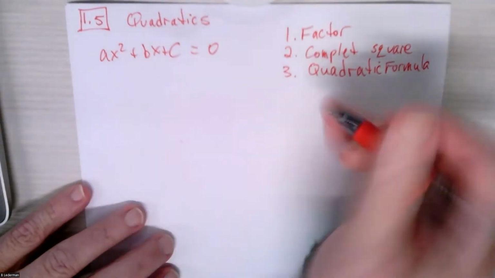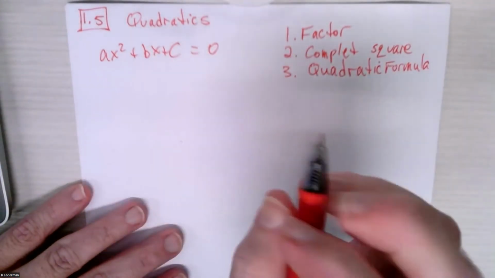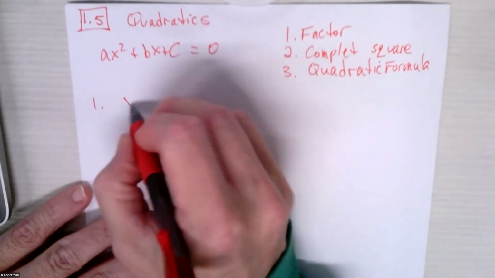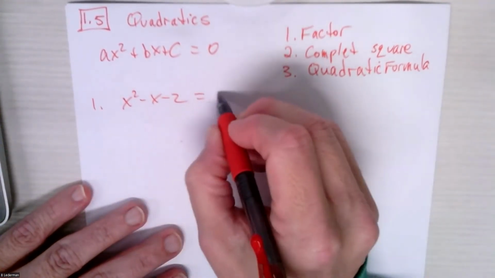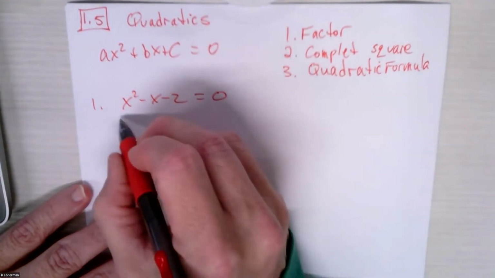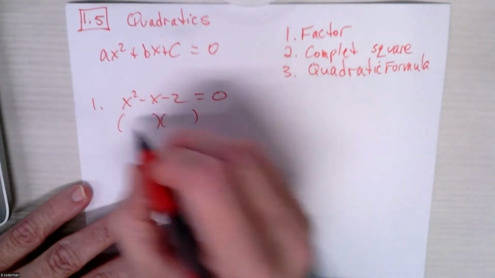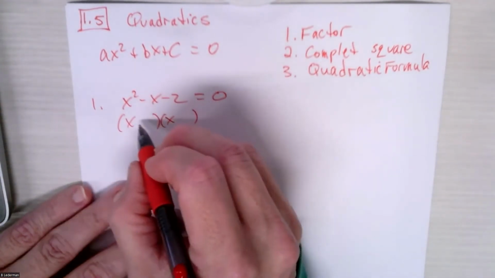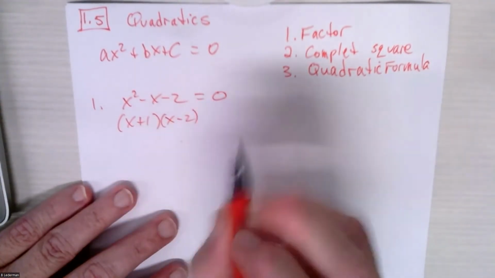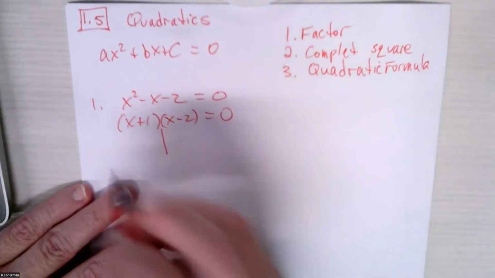Anyway, factoring a quadratic. Let's say we have x squared minus x minus 2 equals 0. So if this factors, we want two numbers that multiply to -2, add up to -1, and that would be +1 and -2.